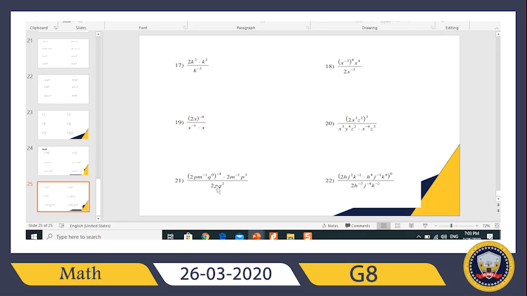Do I have any other m? Yes, m power 4 and m power negative 1. Multiplying, so 4 minus 1, m power 3. There is no m in the denominator. So again the answer is 2 power negative 4 p power negative 2 m power 3. And q power 2 is in the denominator, there is no other q in the numerator. So again 2 power negative 4 p power negative 2 m power 3 over q power 2.